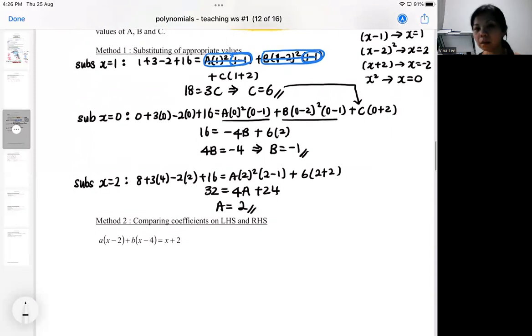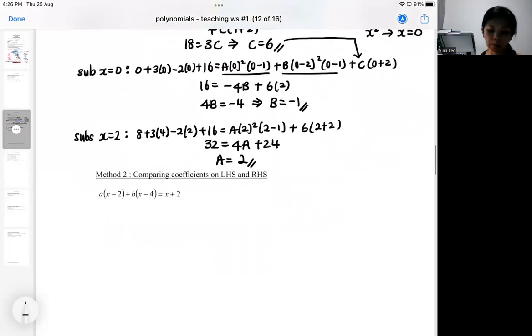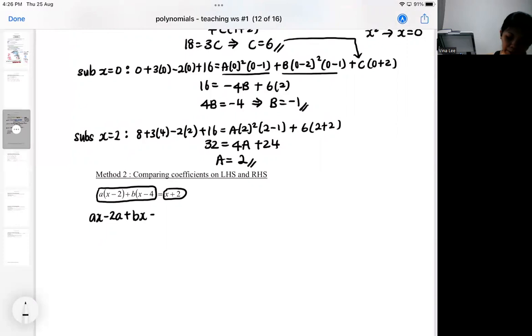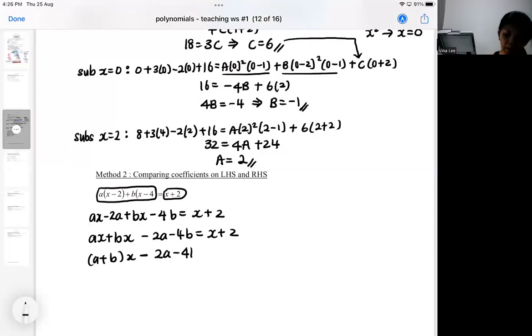So there's also another method, like comparing coefficients. For example, in a simple one like this, this is my left side, this is my right side. You can go for the substitution or you can go for the expansion. That means you expand out the bracket, group the x together, and group the constant together. As you group them, you will be comparing.